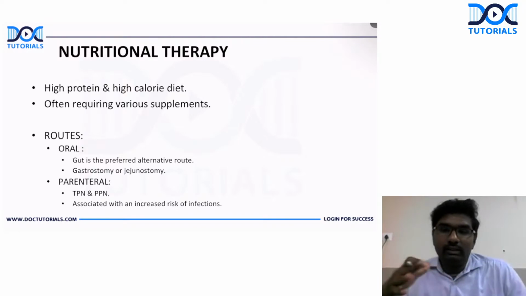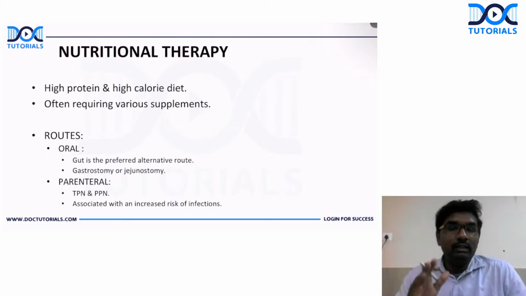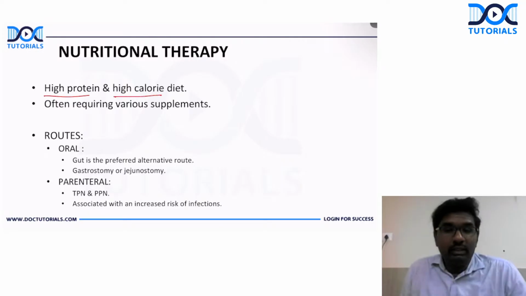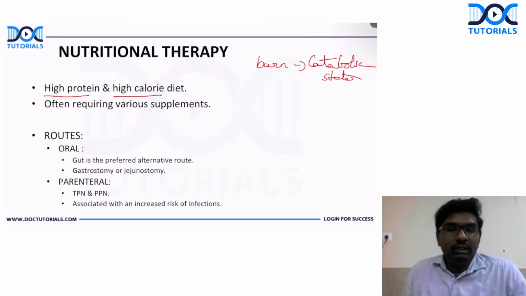And most importantly, after dealing with all these things, nutritional therapy by a dietitian is important for early and faster recovery of the burns patient. For these patients, the diet should be high protein and high calorie diet. Why? Because as we all know, burns is a catabolic state. So to replenish the body, we are supposed to go with a high protein and high calorie diet. Sometimes, of course, supplementation is also required. And the preferred route for diet will be oral, that is, enteral route is preferred.